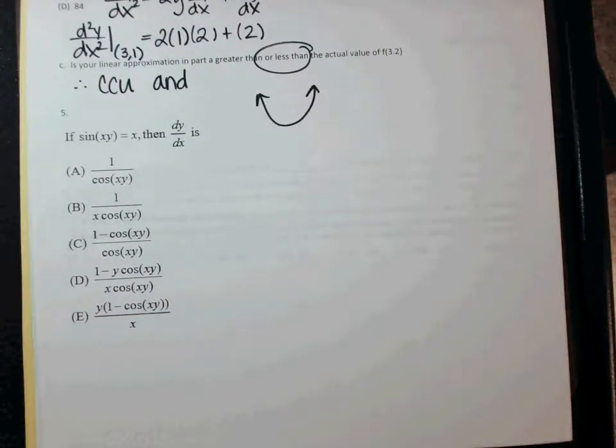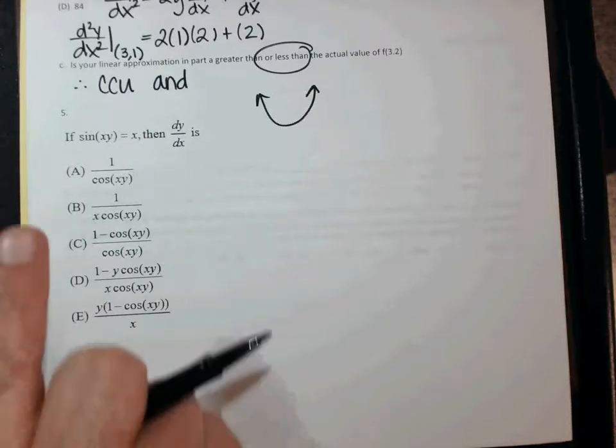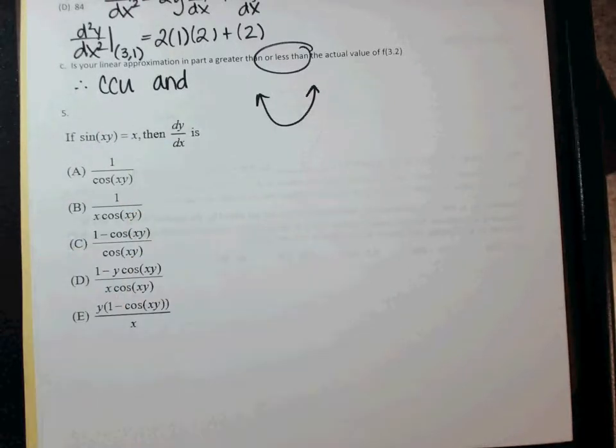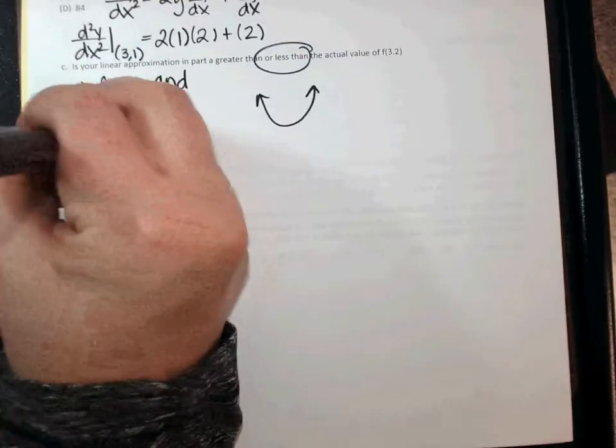What is the derivative? Actually, first question, is this going to be implicit or a normal derivative? Implicit, because where are x and y? They're together. If y is by itself, it's normal. But if x and y are together, that makes it implicit. So what's the derivative of sine?